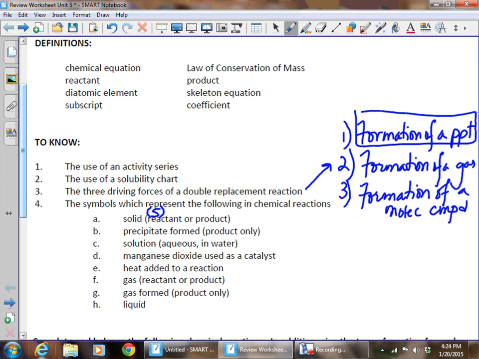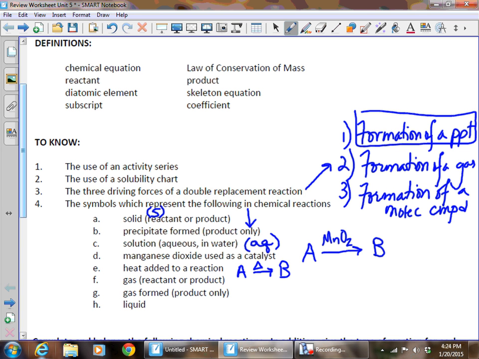Now, as far as symbols are concerned, knowing that a solid as a reactant is a small s, a solid as a product, or a precipitate formed, I want to see a down arrow for those. If it's a solution in water or aqueous, it's AQ. When they show a catalyst, the way they show that is to put the catalyst over the arrow to show that that's speeding up that reaction. If they add heat to a reaction, they show that by putting a triangle, which actually is the Greek letter delta, over the arrow to show that heat has been added.